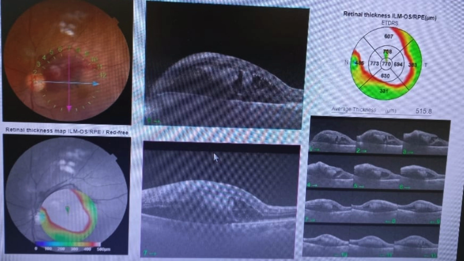While we look towards the right one, this is OCT of the same patient, and it shows just under the dome a hyperreflective area at the level of this hemorrhage, and under this hyperreflective area is serohemorrhagic fluid.